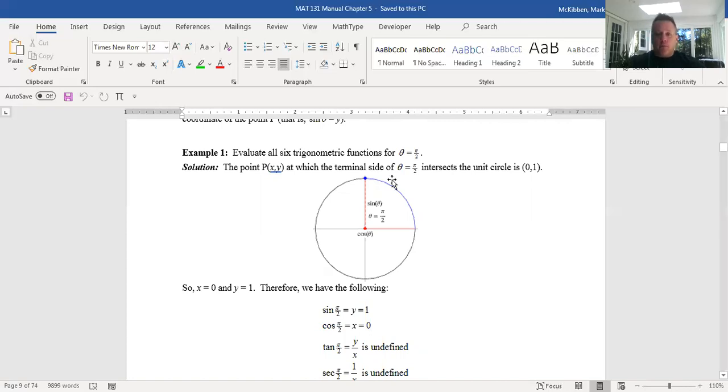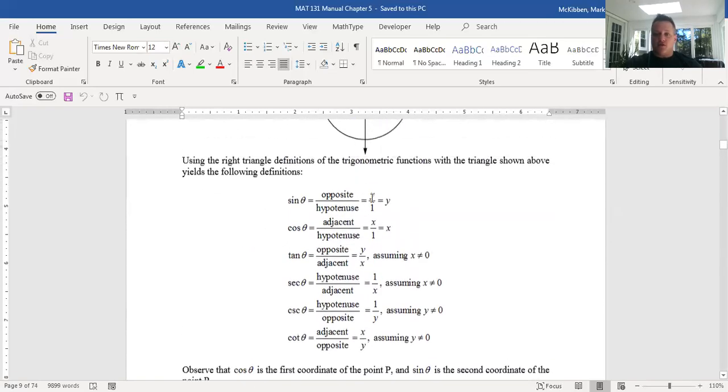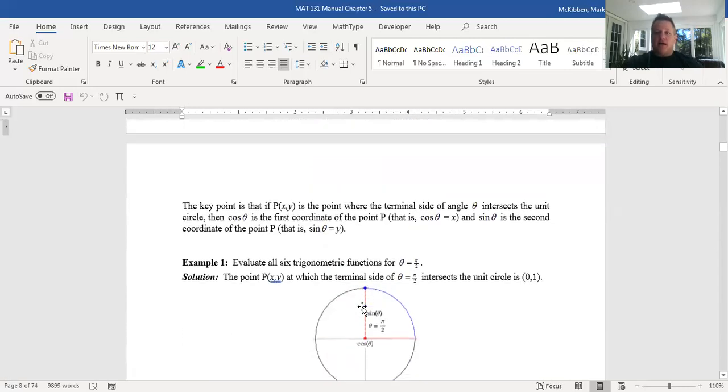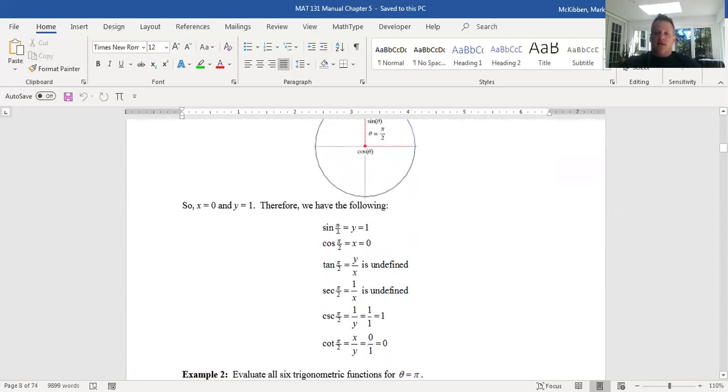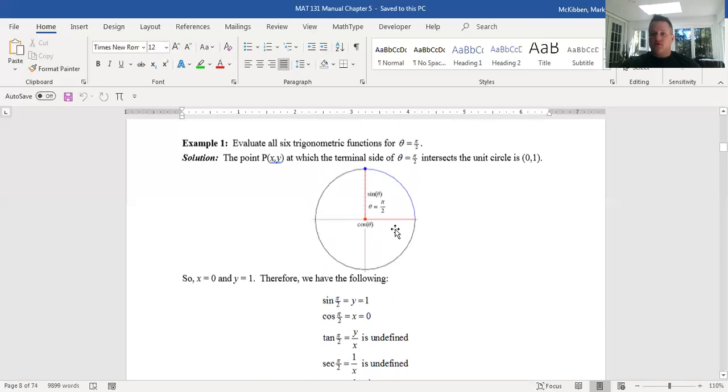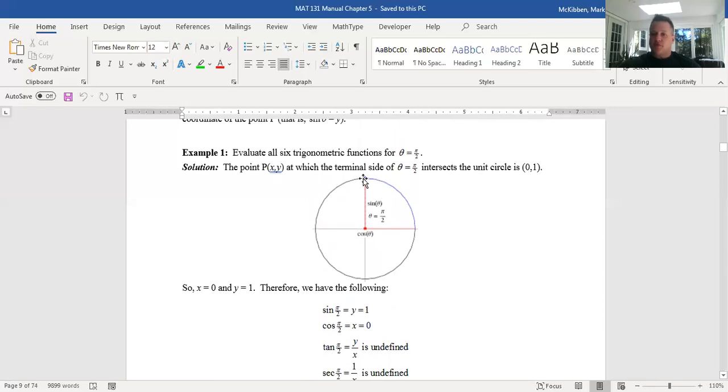All right, so here pi over 2 is 90 degrees, right? And so the point x, y where that radial segment hits the unit circle is up here at the point 0, 1. And so the x is 0, the y is 1. And so using these definitions right here, I know that the sine of pi over 2 is y, which is 1. So the sine is 1, the cosine is 0.